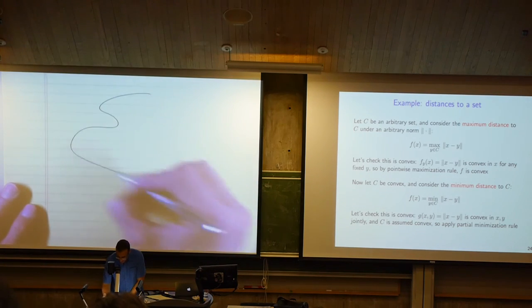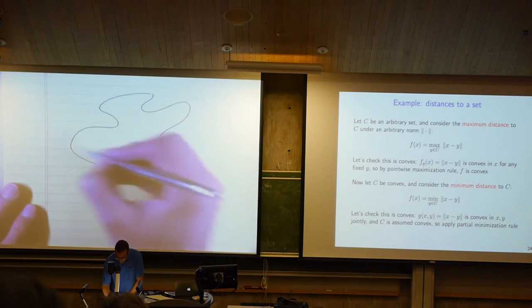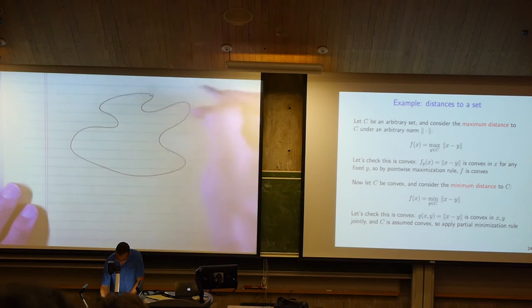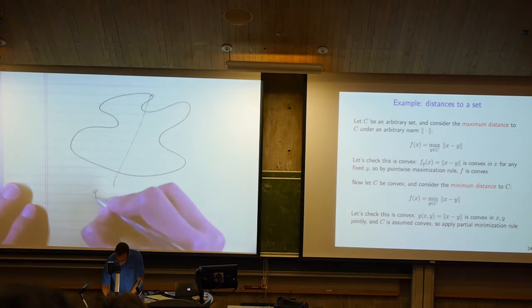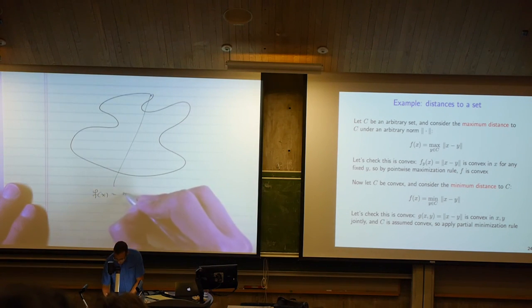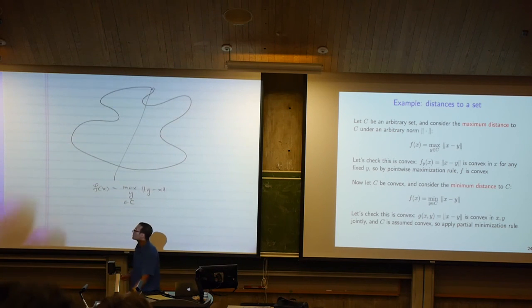So if I have some very weird set, a very non-convex set, and I define f to be the function that gives me back the farthest distance, that's always convex. Okay, that's kind of a surprising fact, I think.